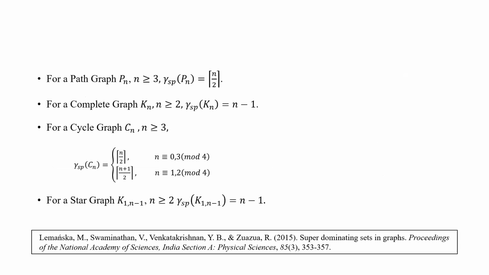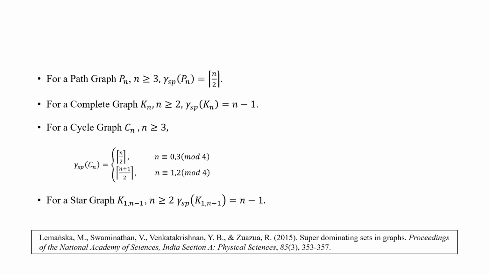Now let's look at the preliminary results of super domination number. For a path graph Pn, where n is greater than or equal to 3, the super domination number will be the ceiling of n by 2. If there is a complete graph with n greater than or equal to 2, then the super domination number is n minus 1.